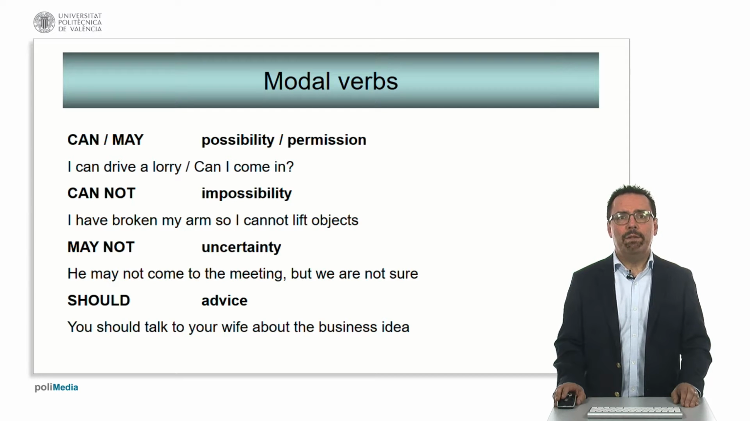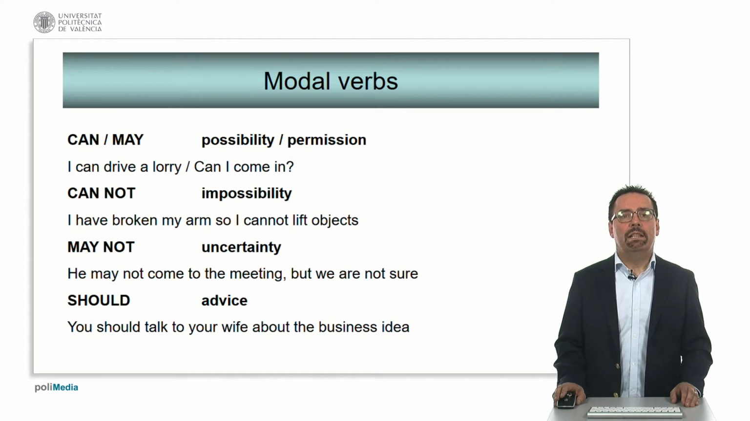The next group of modal verbs are can, may, and should. Can and may, again, in the affirmative are synonyms, or nearly synonyms. They imply either a possibility or a permission for the main verb. For example, I can drive a lorry, it's possible. Or: can I come in? In this case, we are expressing a permission.